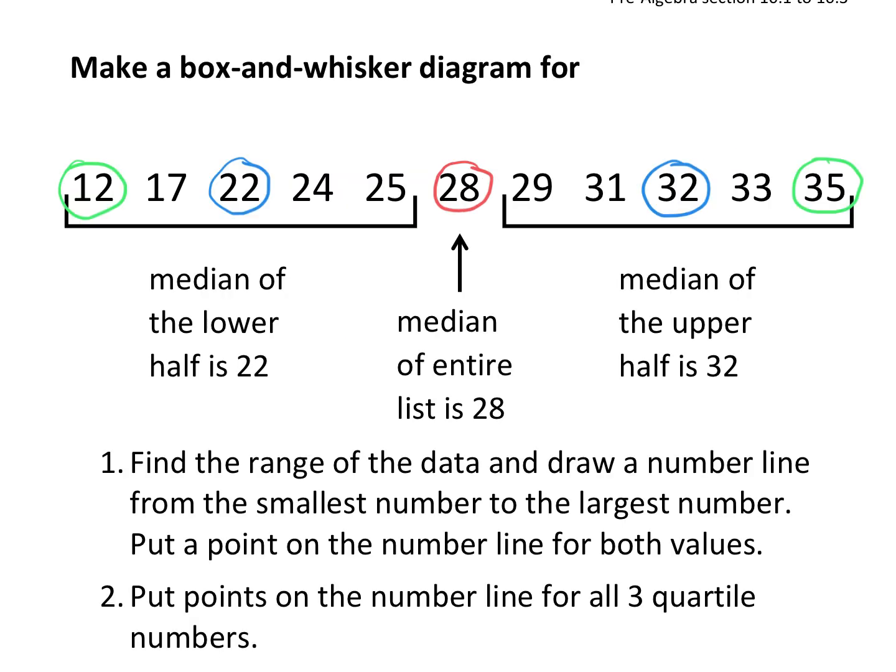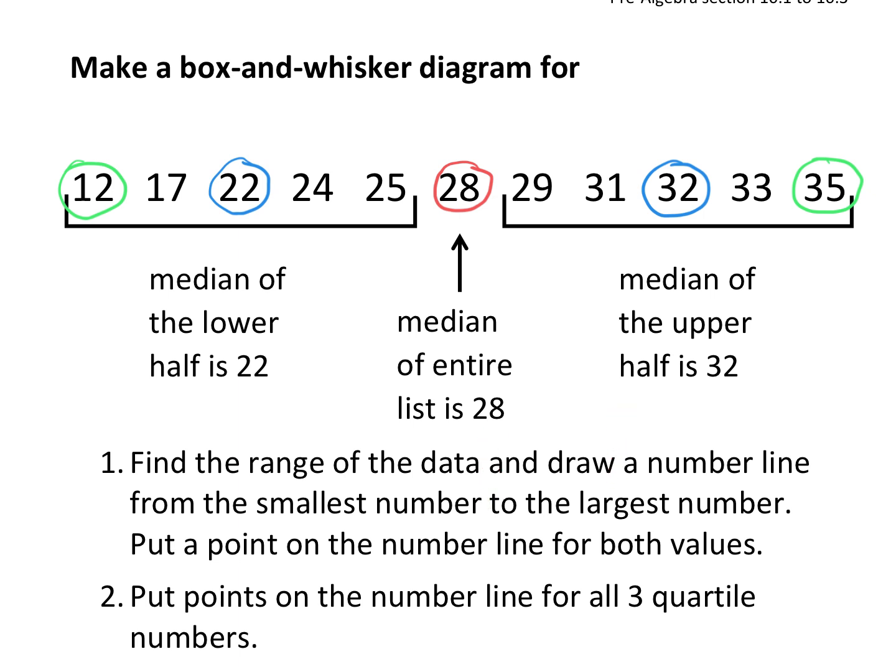So now we're going to make a box and whisker diagram for that first set of numbers that we were looking at. So in order to do that, I need my median of the whole list. Then I need the median of this half of the data and this half of the data. So that's 22 and 32. And then the high number and the low numbers, 12 and 35, are also important. These 5 numbers are what we need for our box and whisker plot.